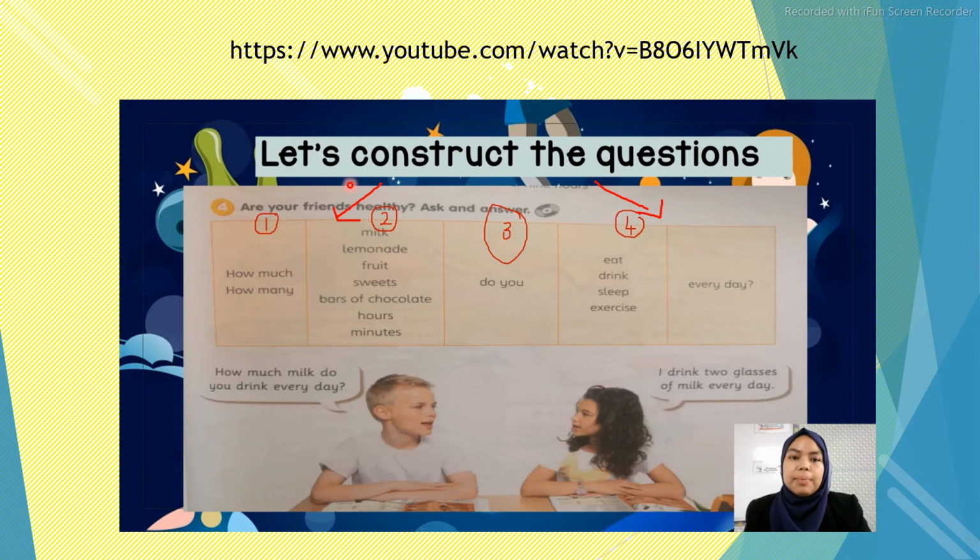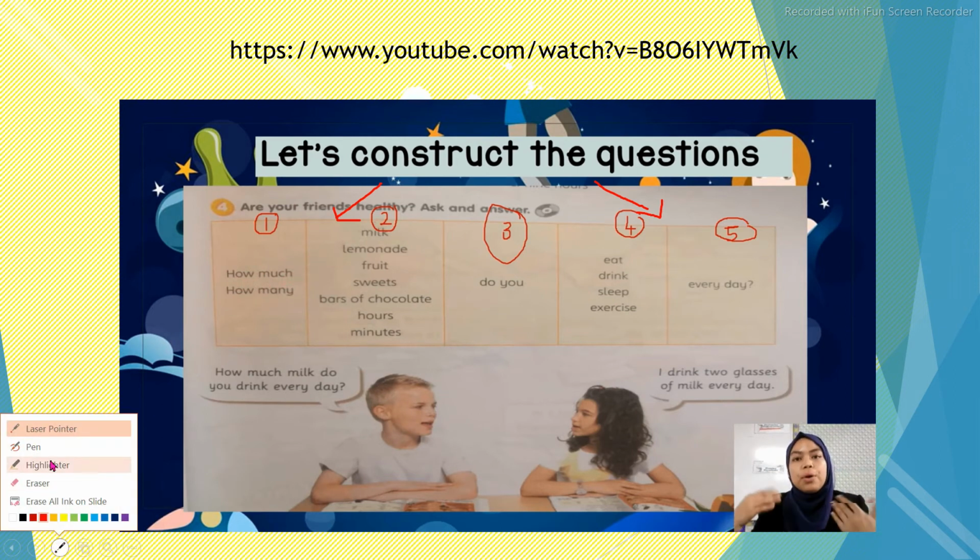Eat ke, for example, milk. Milk is susu, takkan nak guna eat. Eat for makan, right? So you can use eat, drink, sleep or exercise, depending on the nouns. And last one, you copy every day. This is how to construct the question. Very simple. Okay, I'm going to give example. Okay, look at this point. How much milk do you drink every day? This is the type of question I want all of you to construct.